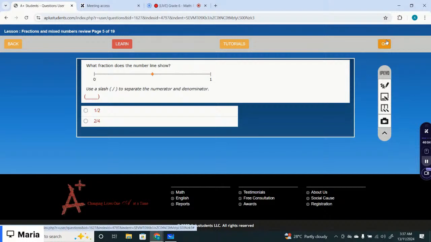What fraction does the number line show? Which is the correct option? That is 1 over 2. Option number 1 is the correct option, right?